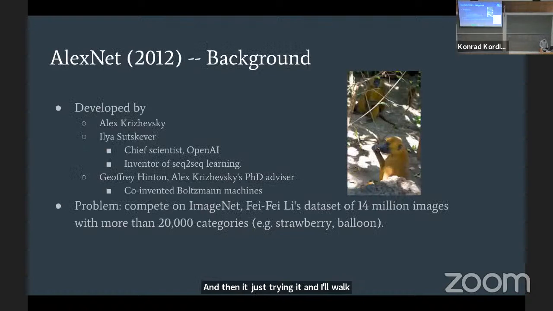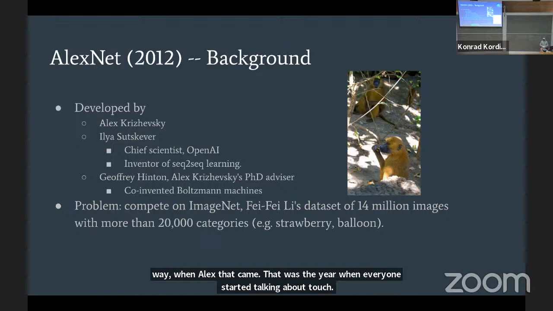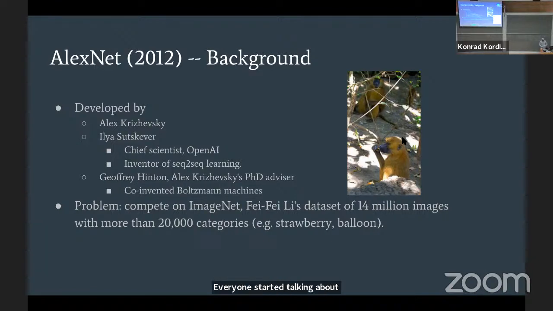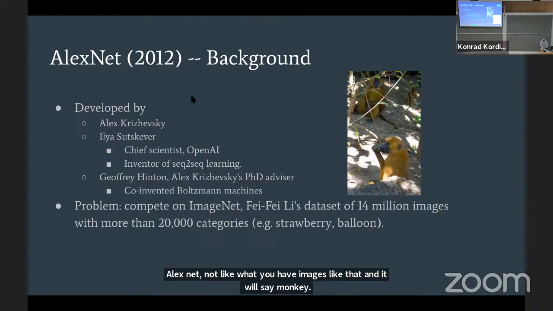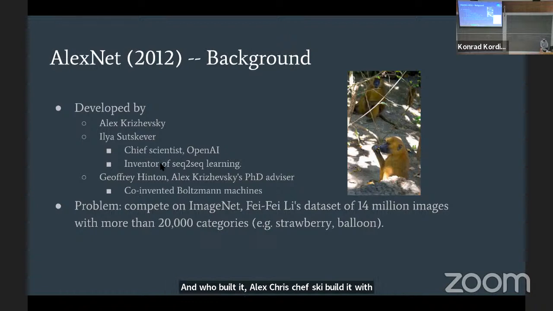AlexNet, developed by Alex Krizhevsky. In a way, when AlexNet came, that was the year where everyone started talking about convnets. Everyone started talking about deep learning. Weirdly, Yann LeCun had been doing successful deep learning for a long time, but it felt very niche. Whereas AlexNet, you have images like that, and it will say monkey. And who built it? Alex Krizhevsky built it with Ilya Sutskever and Geoff Hinton. And Ilya is now chief scientist, or back when I made this slide, chief scientist at OpenAI, inventor of sequence-to-sequence learning, with major impact on the text field.